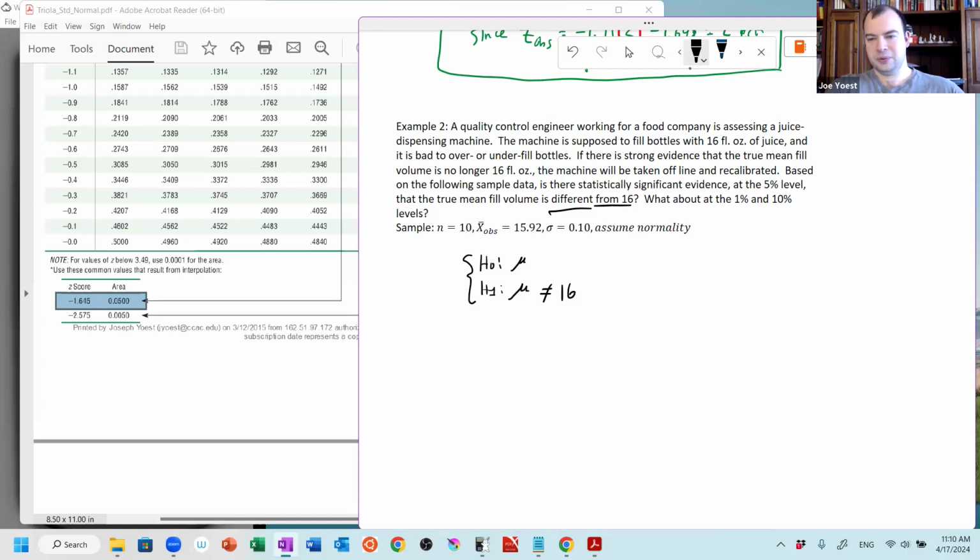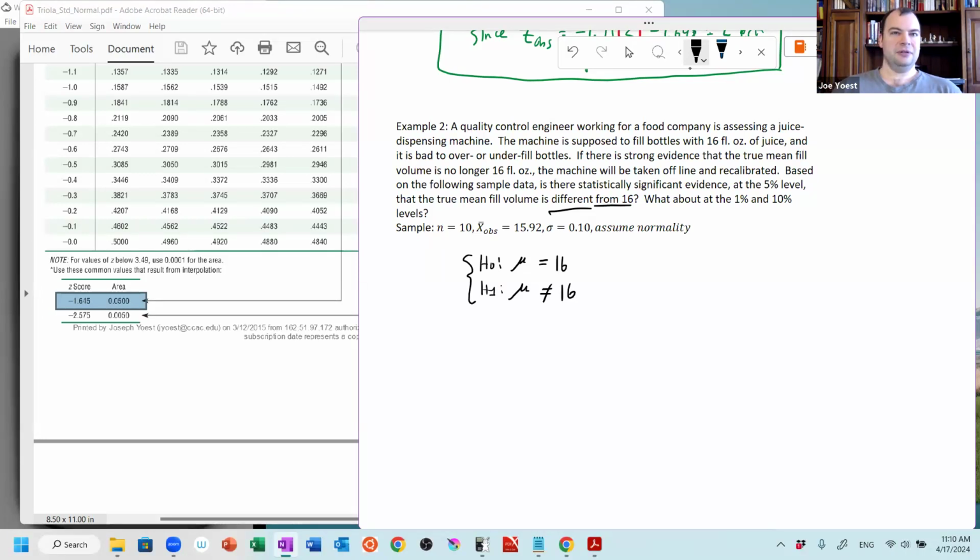I presume, I give the benefit of the doubt to the mean still being 16. I mean, we built these machines, we calibrated them, we went to a lot of effort to make the mean fill volume 16 fluid ounces. So my default is going to be that it's still 16 fluid ounces. I'm not going to just shut down the machine arbitrarily.